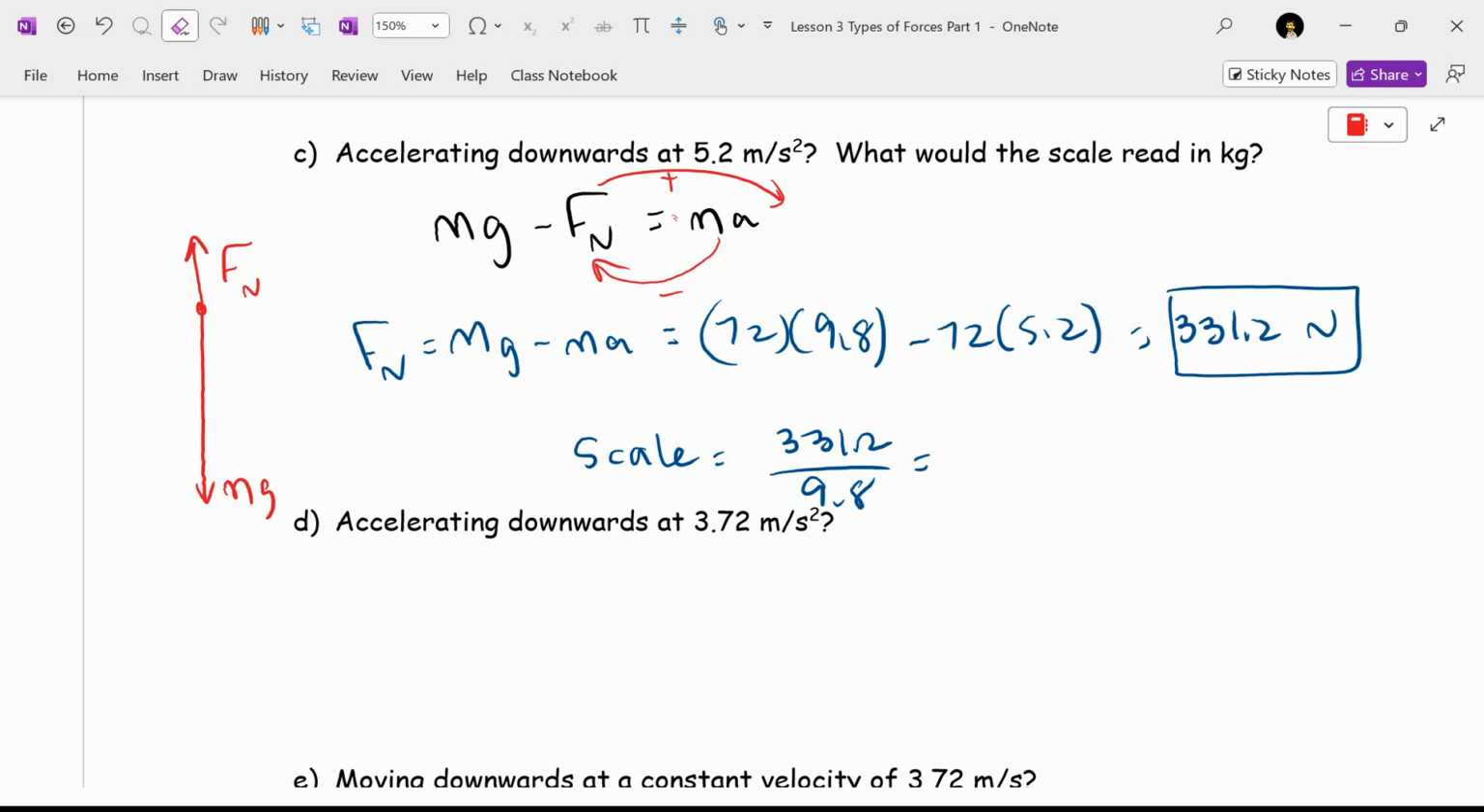Banner, what'd you get? 33. She feels like she weighs 33.8 kilograms. She feels lighter. By the way, I should point out that no public elevators accelerate at this rate. If you were in an elevator that accelerated down at 5.2, everybody would start screaming in terror. It would be panic. Most elevators accelerate like 0.1, 0.2.